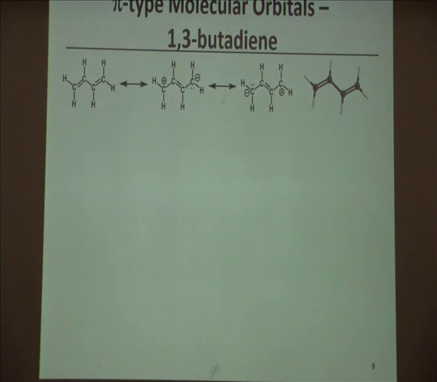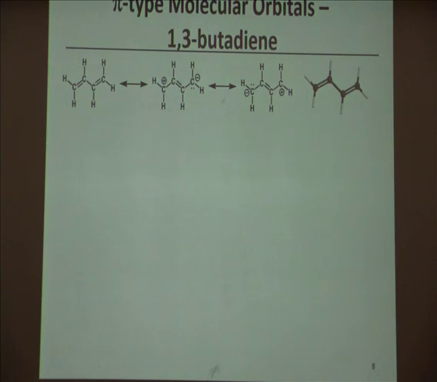So let's extend that system a little bit further, and again look at some sp2 hybridized carbon atoms. In this case, we're going to look at butadiene, which now has 4 carbon atoms in the pi system. We can draw this series of resonance structures, which is in every textbook showing this orbital overlap.